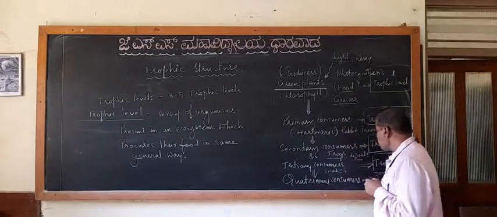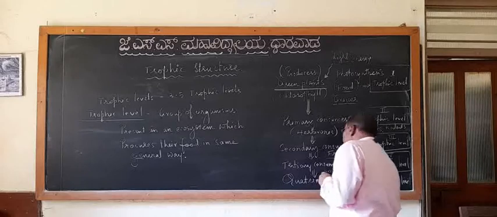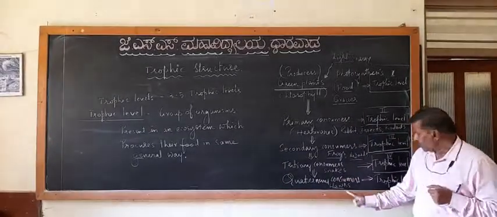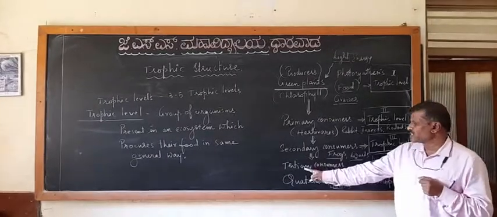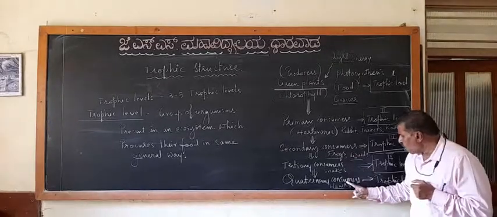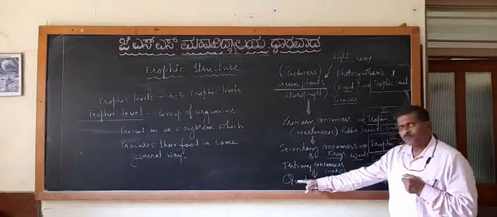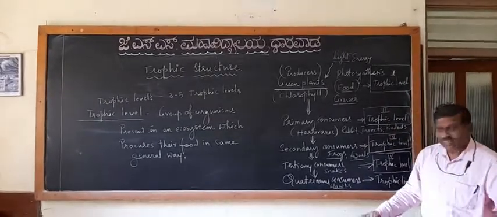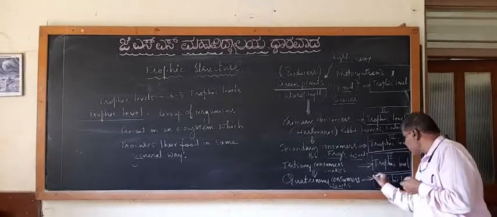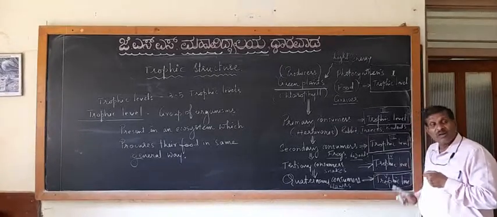Then quaternary consumers. Suppose animals like hawks are present. Hawks are going to feed upon the snakes, which are treated as tertiary consumers. When these hawks or eagles feed upon the snakes, they form the organisms of the next trophic level, that is the fifth trophic level, because these organisms get their food by feeding upon the fourth trophic level organisms.